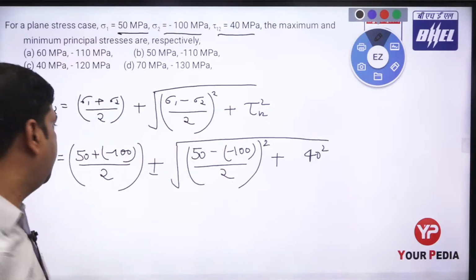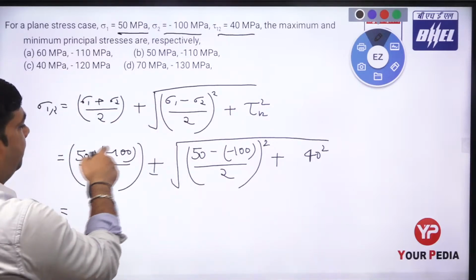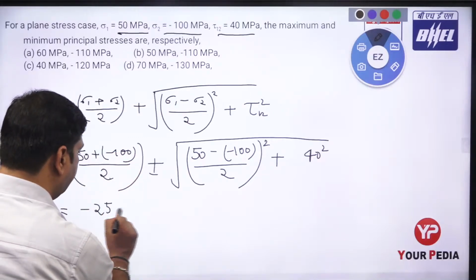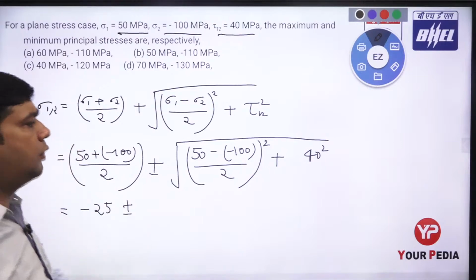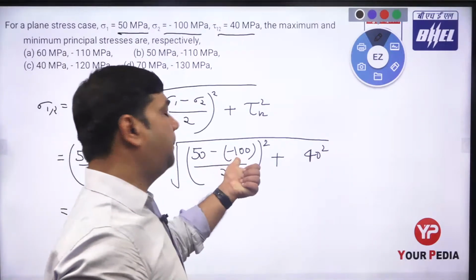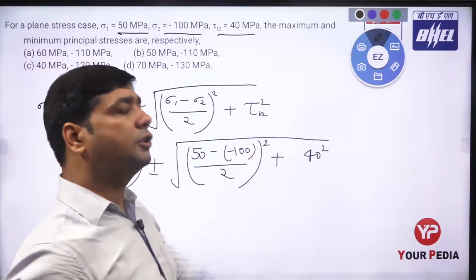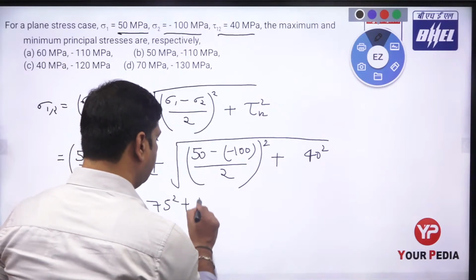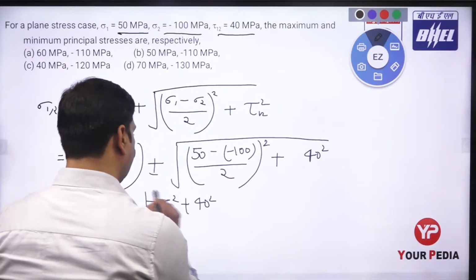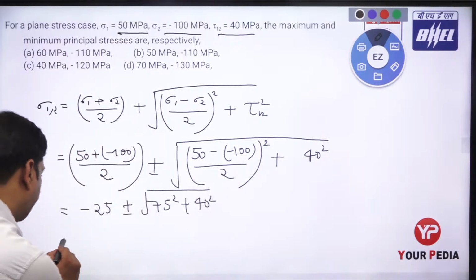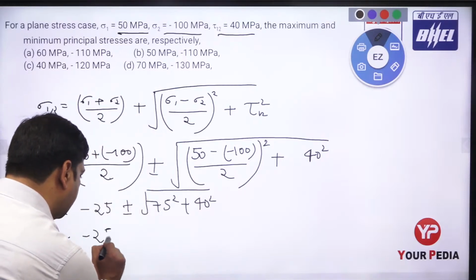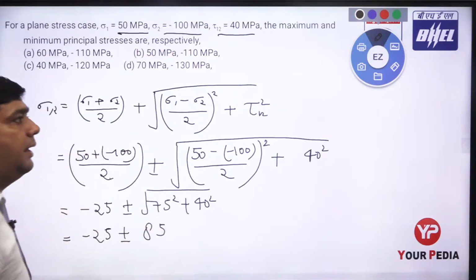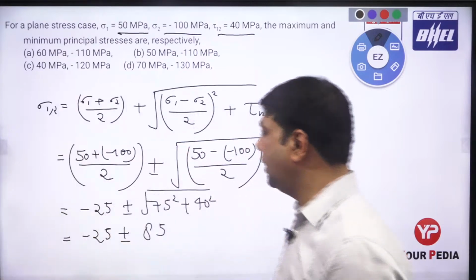So from here you can see this is 50 minus 100, that is minus 50, divided by 2 is minus 25, plus or minus the square root. If you solve this, 50 plus 100 is 150, divided by 2 is 75, so 75 squared plus 40 squared. If you solve this, you get minus 25 plus or minus 85. This came to be 85.